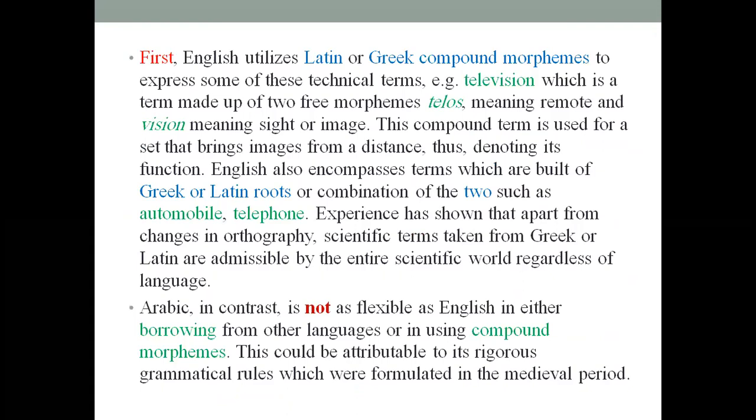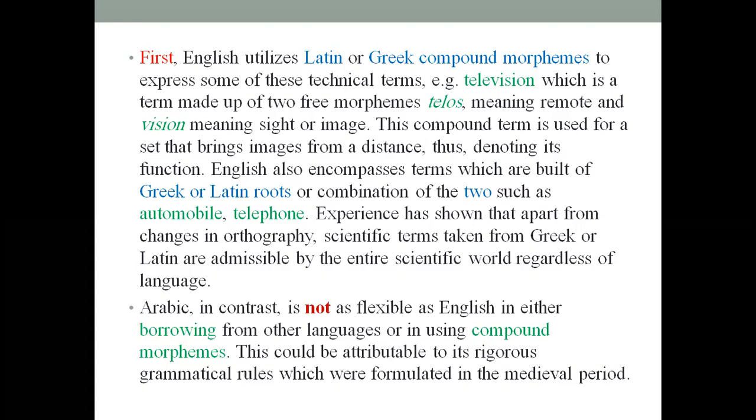the first problem is related to the differences between Arabic and English: semantic differences, syntactic differences, and even pragmatic differences. To start with, English is a flexible language in terms of using compound morphemes or borrowing items or terms from other languages.